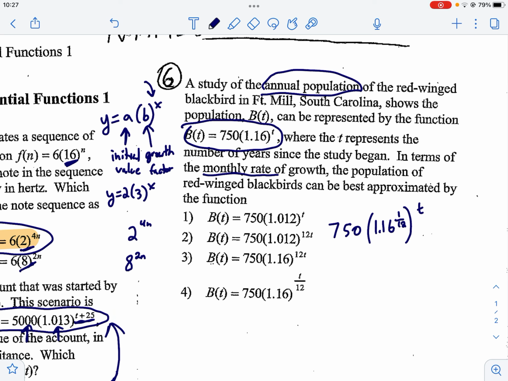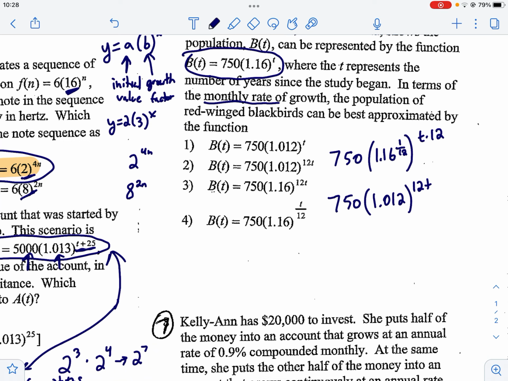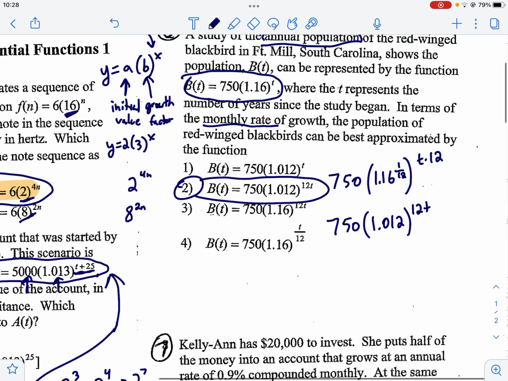After that, we know that the number of years, we have to also think about how many times we're calculating it or thinking about that growth rate. It's not just once per year, it's now 12 times every year. So if we crunch these numbers a little further and simplify, 1.16 to the 1/12 ends up being 1.012. And again, we have to put 12t up here because we're not compounding once per year, we're compounding 12 times per year. So that's why we know the correct answer is B.